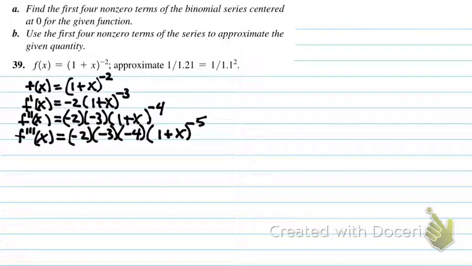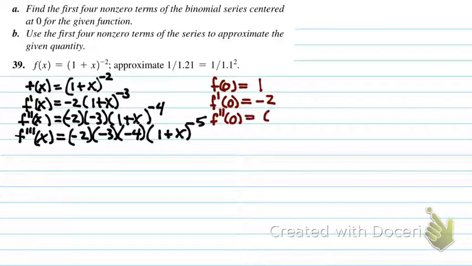Now what? It's centered at 0, so we're trying to find this Taylor series, and we evaluate each one of those at 0. So f of 0 is 1, because that's 0 plus 1, and then that's to the minus 2, it's still 1. Then we put a 0 in there, and that's 1 to the minus 3, so that's a minus 2. And what we do is we're getting the coefficient on that expansion for this binomial series.